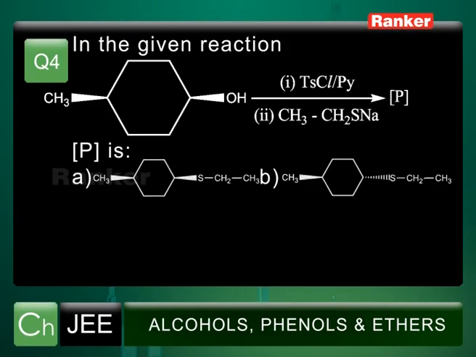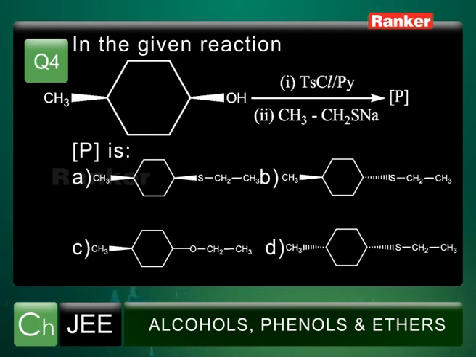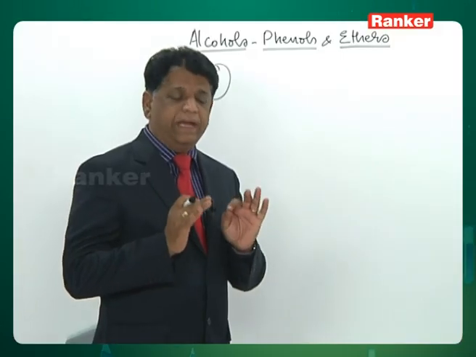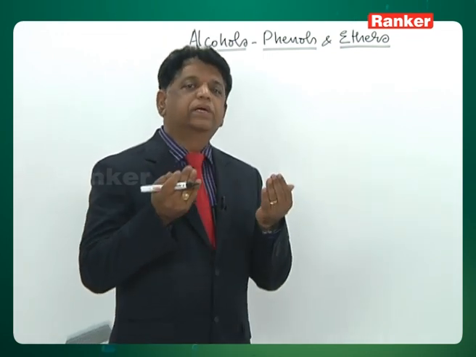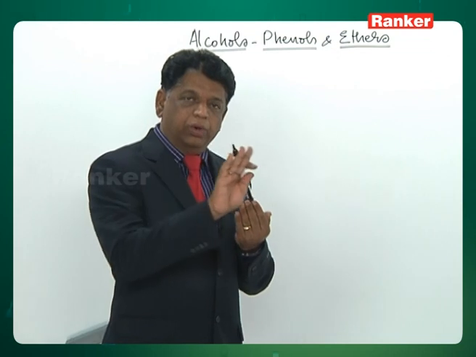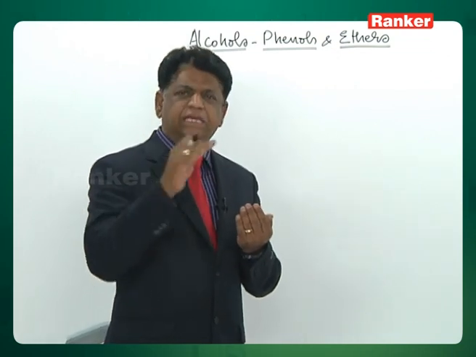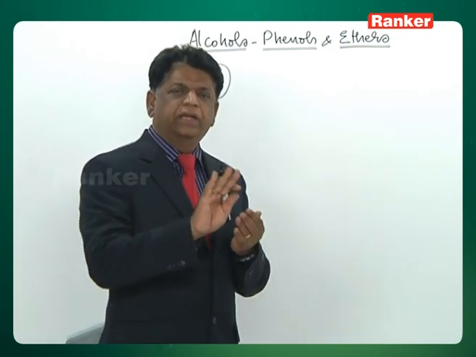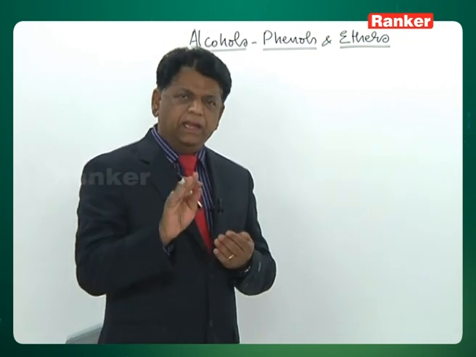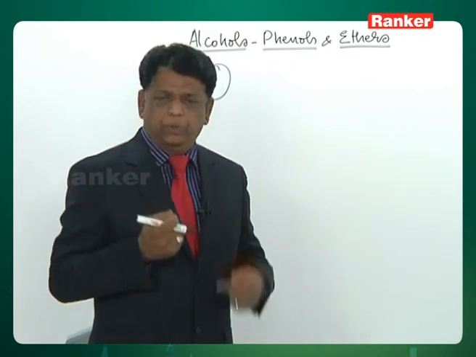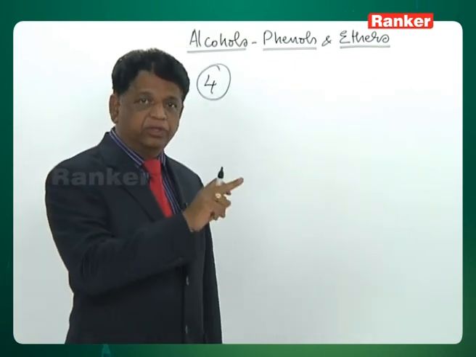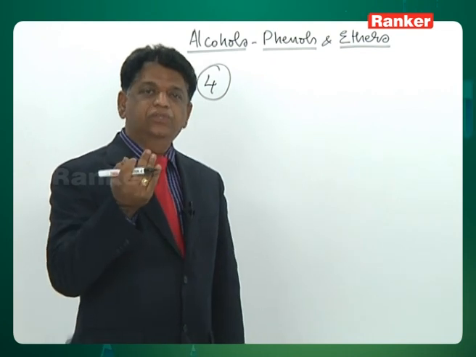The question is, there is a cyclohexane containing one methyl on one side and one OH. Both are shown with the dark lines, which means both are on the same side. Specifically you have to take for granted that both are towards me. Cyclohexane actually will have a chair form and a boat form, leave that. But take for granted that the ring is a plane and the two groups, CH3 and OH, are towards you. With reference to the methyl, the OH is towards me.